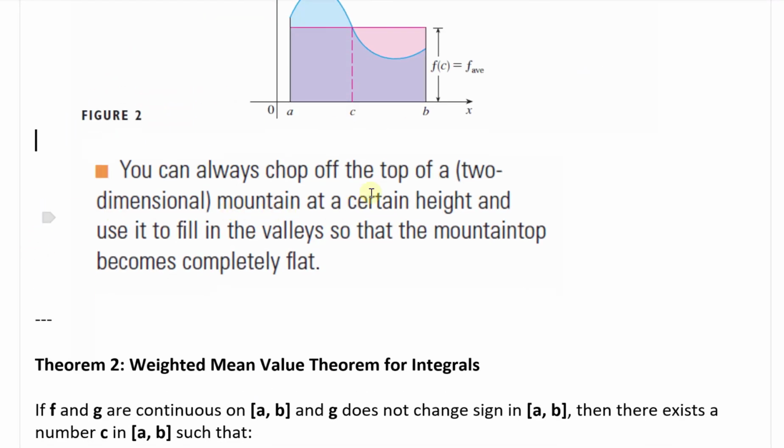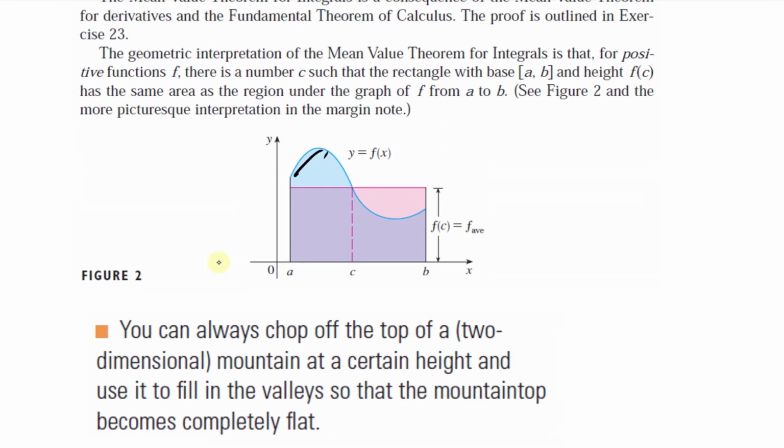So here you can always chop off the top of a two-dimensional mountain at a certain height and use it to fill in the valley so the mountaintop becomes completely flat. So you can cut this area off, throw that in here, and you get a flat plane.